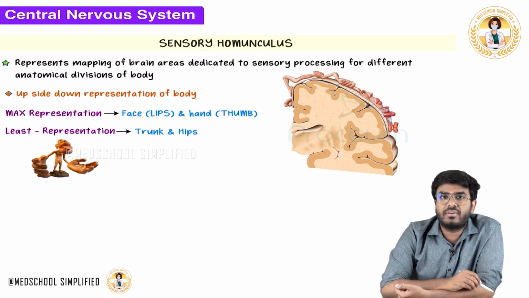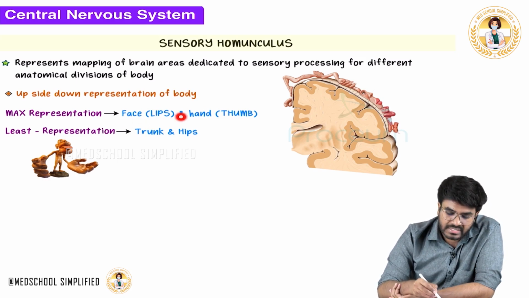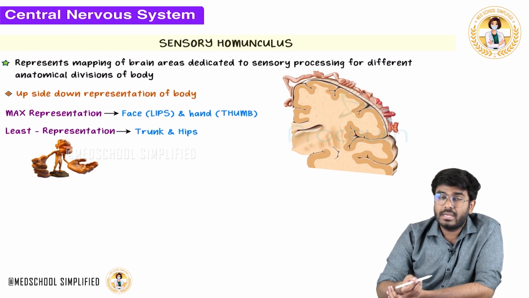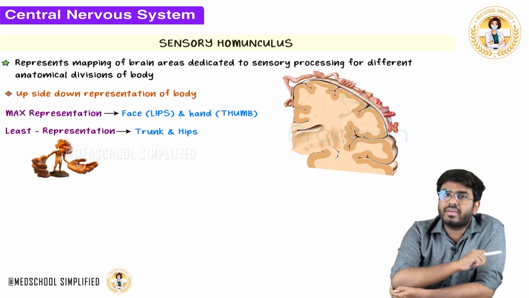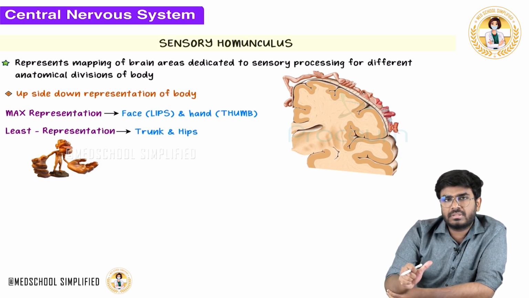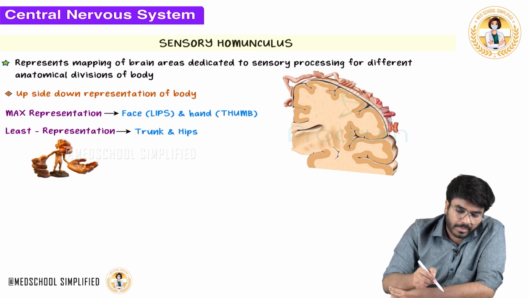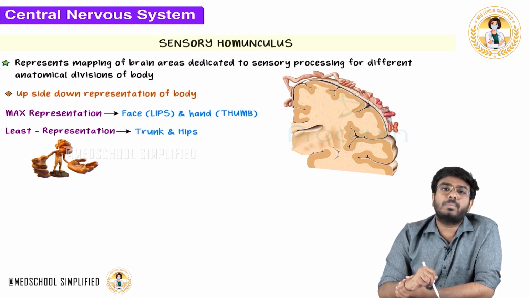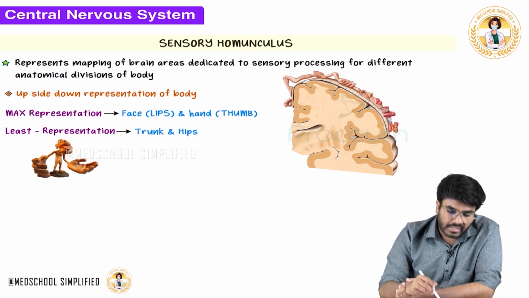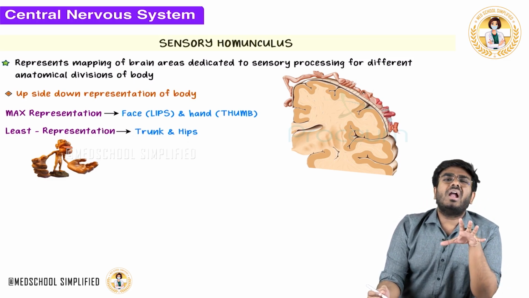Maximum representation is there for the face as well as the hand. Even in the face, maximum representation is there for the lips. The sensations which are going through the lips are processed by a very big chunk of area. And the sensations from the thumb are also processed in a very big area. So maximum representation of the sensory homunculus is for the face, even in the face it is for the lips, even in the hand it's for the thumb. And the least representation is for the trunk and hips. That's why even if someone touches you on your back, you can't actually feel it.